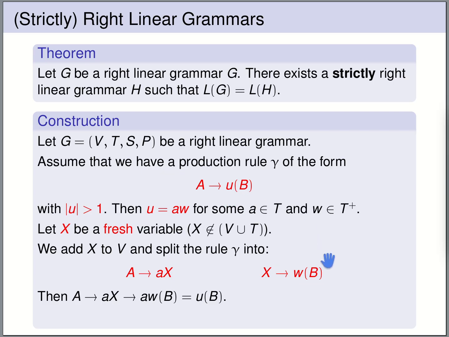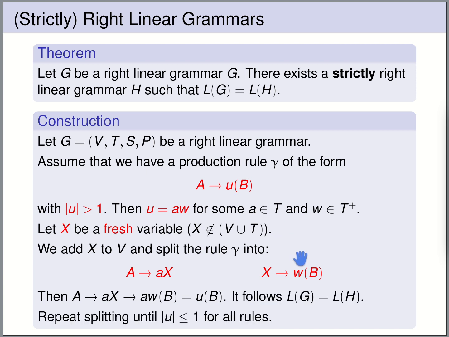So what does this help? We can still derive the same words, and now in two steps. The crucial part is that this rule now is strictly right linear, because we have a single letter followed by a variable. And this rule, the w, might not yet be strictly right linear, but the w is at least one letter shorter than u. So possibly we have to keep splitting, but eventually w will get shorter and shorter, and if we have split every rule that is not strictly right linear, if we continue this, at some point we will have a grammar that is strictly right linear.